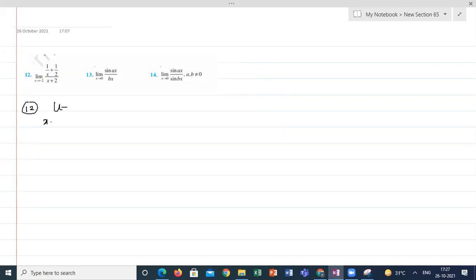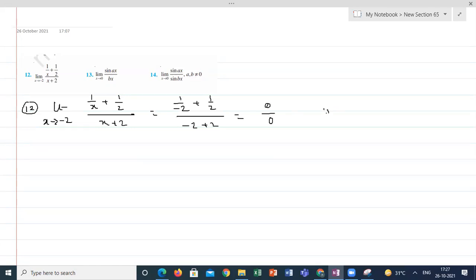limit x tends to minus 2, 1 by x plus 1 by 2 divided by x plus 2. This will be 1 by minus 2 plus 1 by plus 2 divided by minus 2 plus 2, where I am getting 0 by 0. So indeterminate form. So how can we do this question?